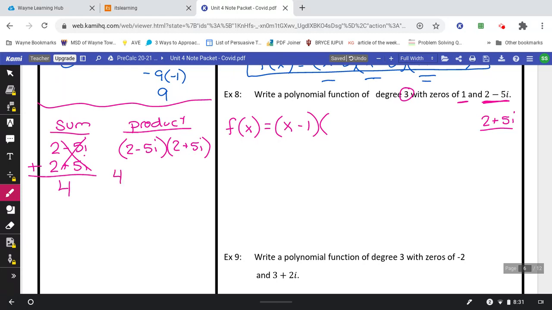2 times 2 is 4. 2 times 5i, 10i. Negative 5i times 2, negative 10i. Negative 5i times 5i, negative 25i squared. When you FOIL the conjugates, these two middle terms will always cancel out. Always, always, always cancel out. I squared I know is negative 1, so now I have 25 times negative 1. This I squared can just be replaced with negative 1. Multiply those. And I get a product answer of 29.